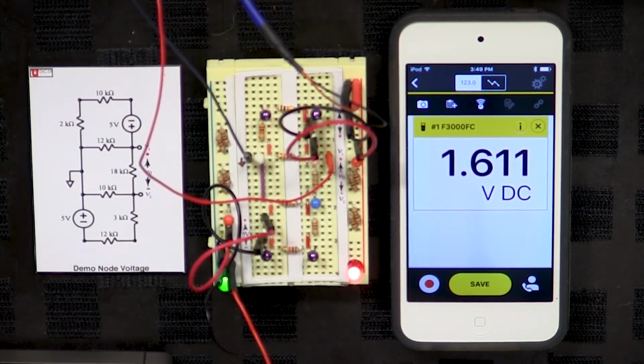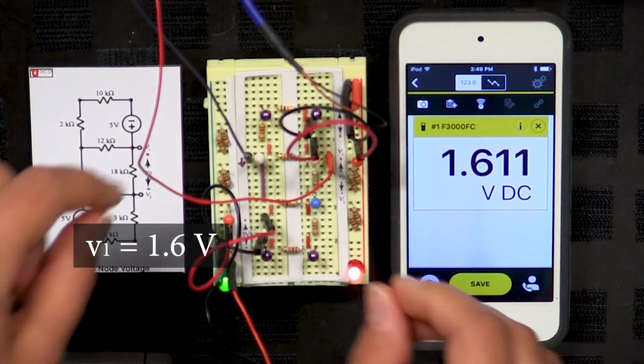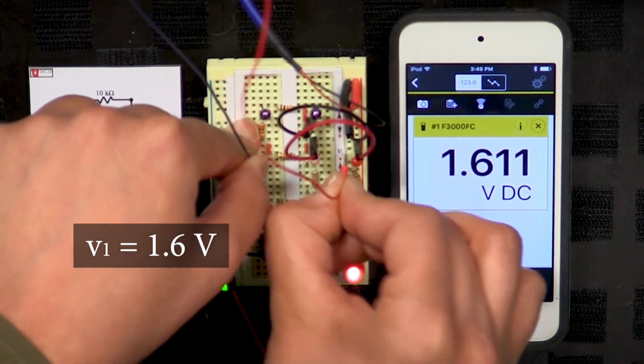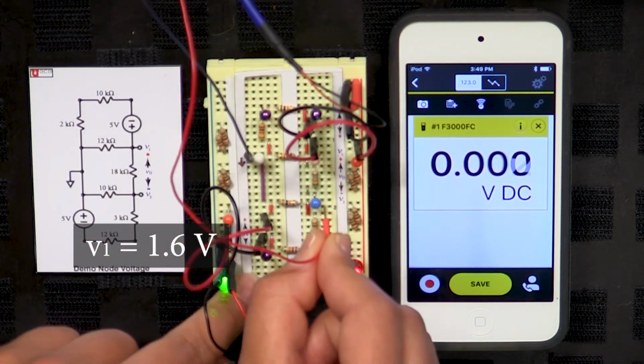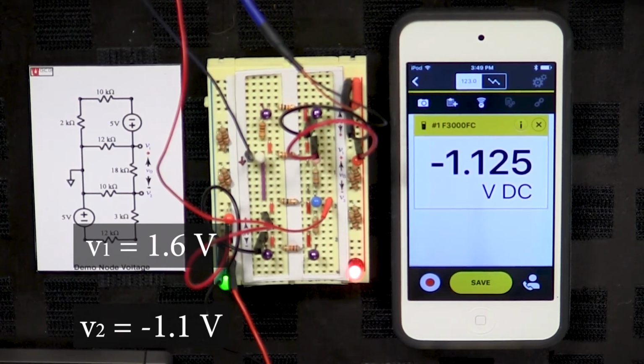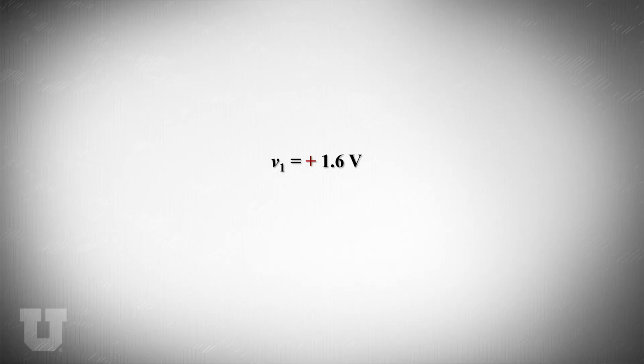And we get 1.6. Very good. So far, the theory does match with the measurement. And now let's measure V2 over here. Minus 1.1. Perfect. Measured V1 is 1.6 volts and measured V2 is minus 1.1 volts.